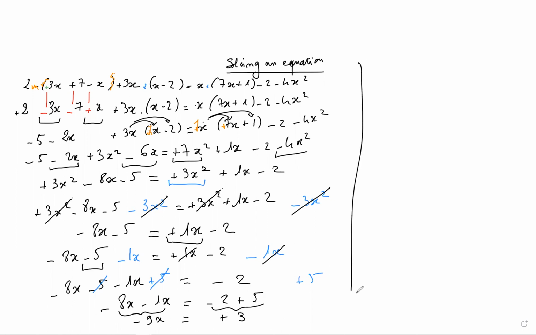Except I don't want minus 9x, I want x. So how should I get rid of my minus 9? Well, minus 9 is a multiplication by minus 9. How can I get rid of a multiplication by minus 9? It's by dividing by minus 9, but I have to do it on both sides.